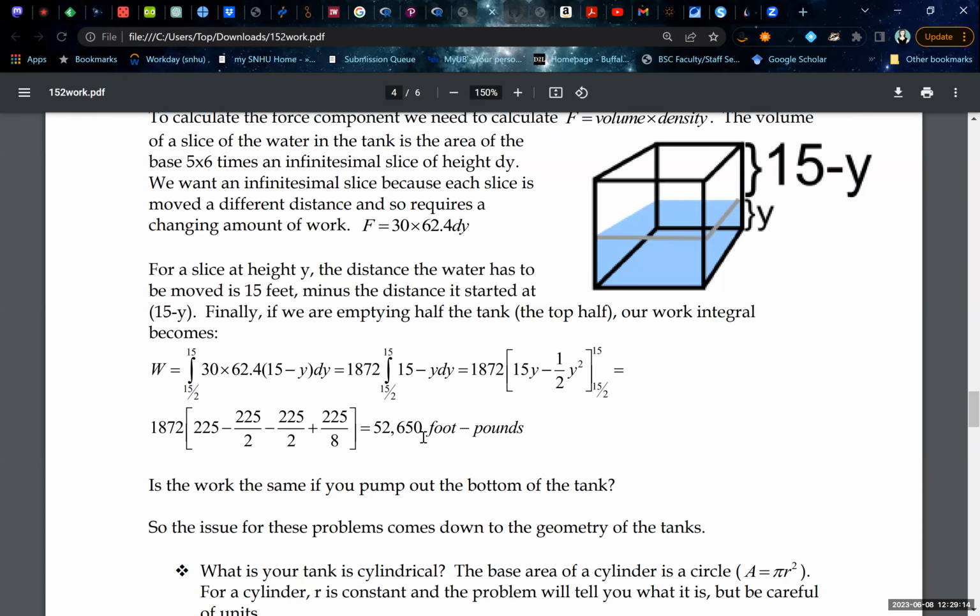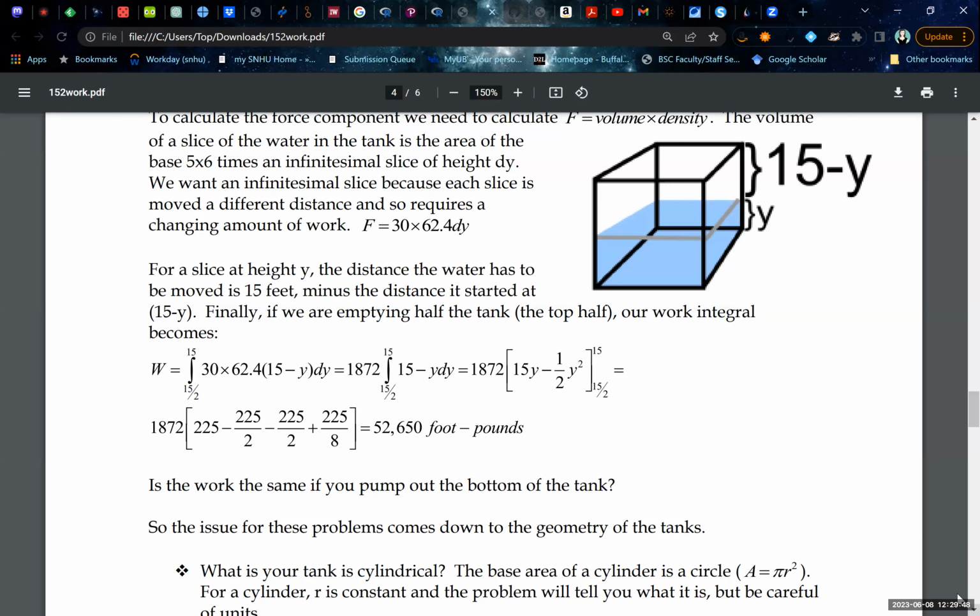Now, if the tank was only half full and we were pumping out the water from the bottom of the tank, then the force, this whole integral would basically be exactly the same, except our limits of integration would go from 0 to 15/2, 7.5. And then we may not get the same value because we're pumping the same amount of water, but we're pumping it further than we were before. And so the work is probably going to be higher. Logically, it should be higher.